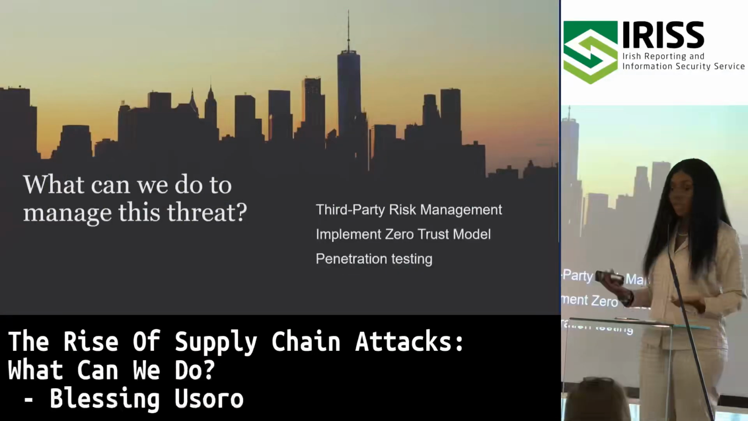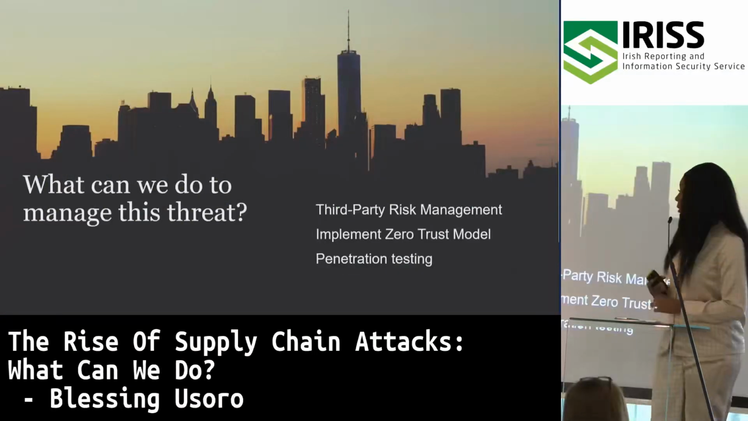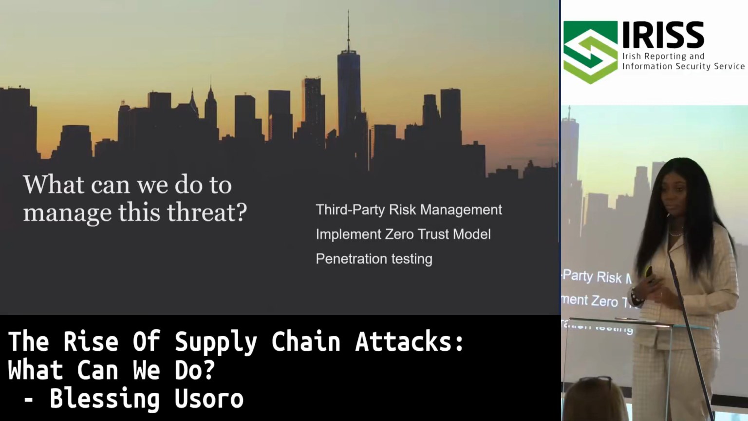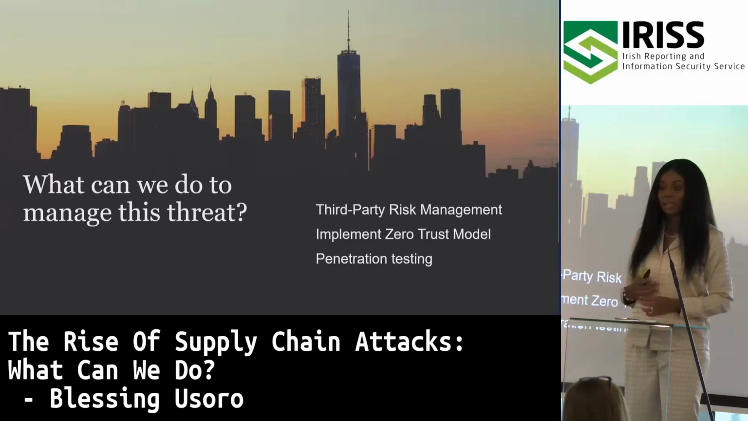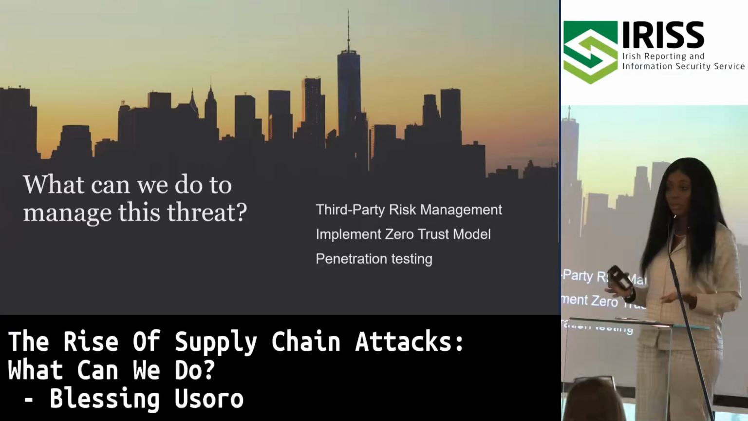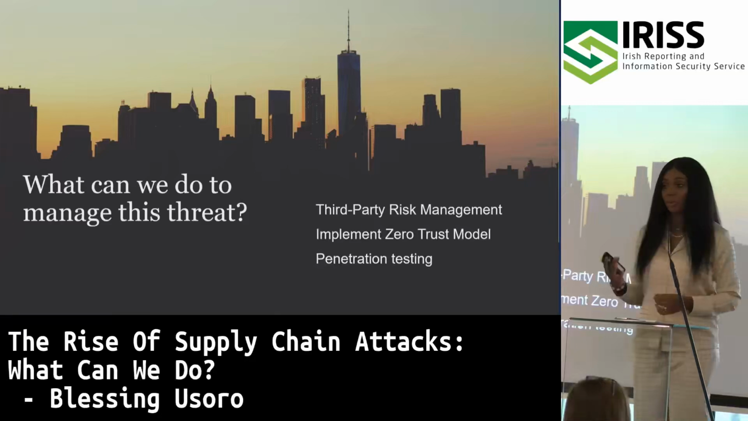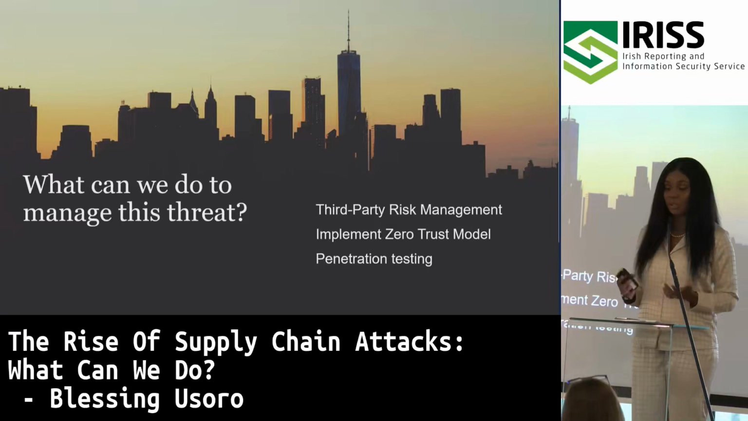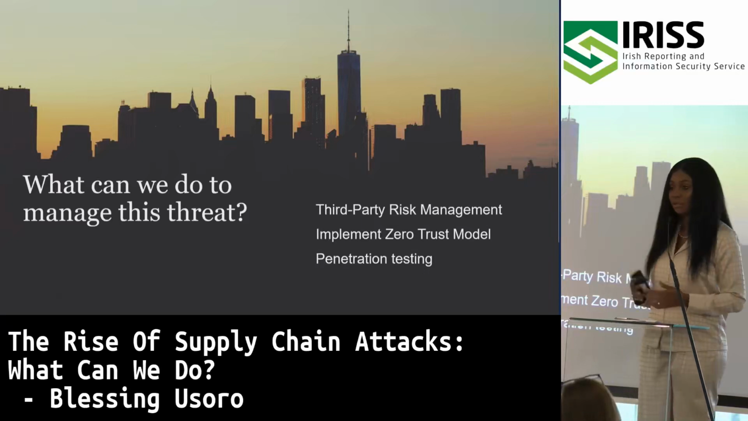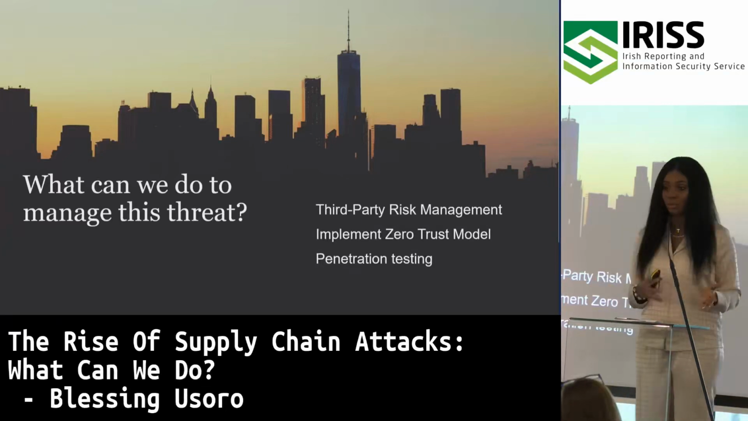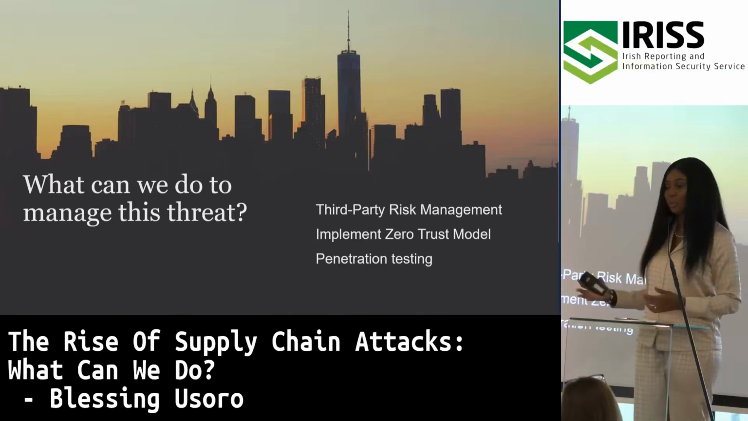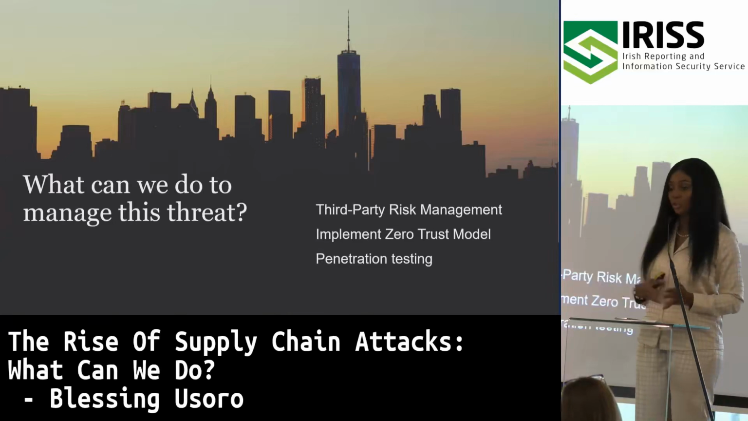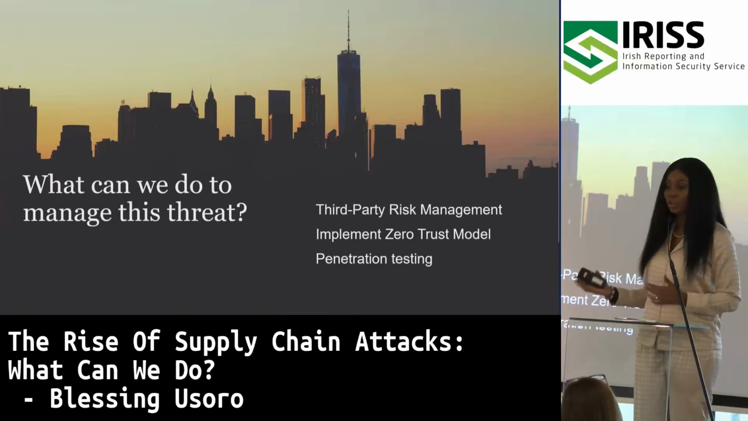So what can we do to manage this threat? So many things we can do. I'm just going to be focusing on 3 key things that I think is important to share with you. Third-party risk management, because we're talking about supply chain. So supply chain is not just about you. It's about the people that you work with, your organization's supply chain, who is connected to your network, who offers different services to you.